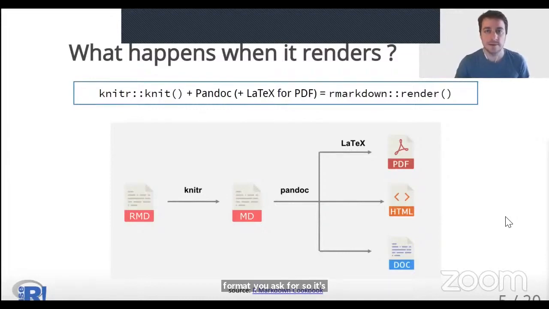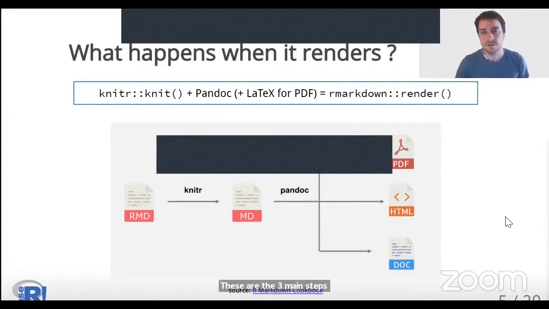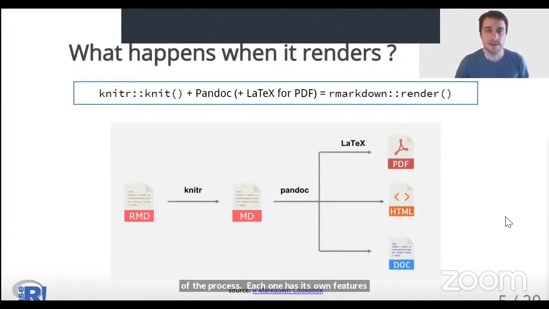The third and last step that can happen is when you render to PDF. When you render to these formats, Pandoc will just convert to a .tex file. And after that, it will be LaTeX, which will convert to PDF. R Markdown will also run LaTeX for you the same way it runs Pandoc for you. These are the three main steps of the process. Each one has its own features, its own set of configuration, and what R Markdown does for you is just making it easy with one function, rmarkdown::render, to convert an RMD file to any output format.